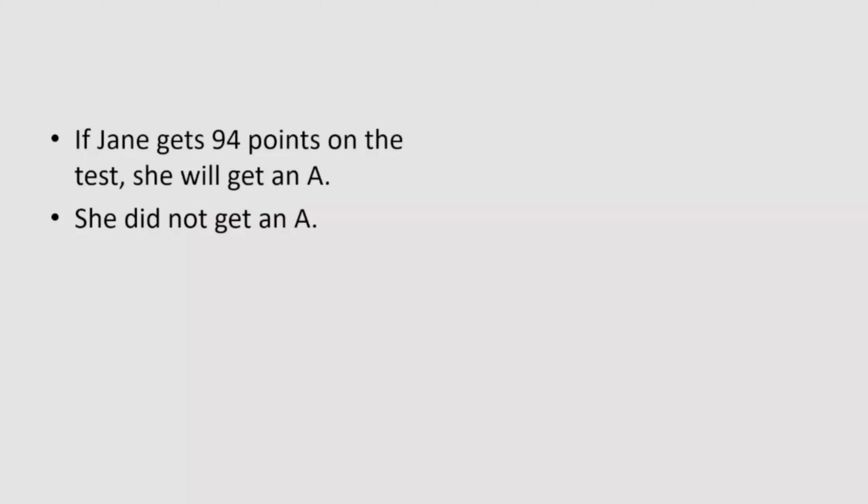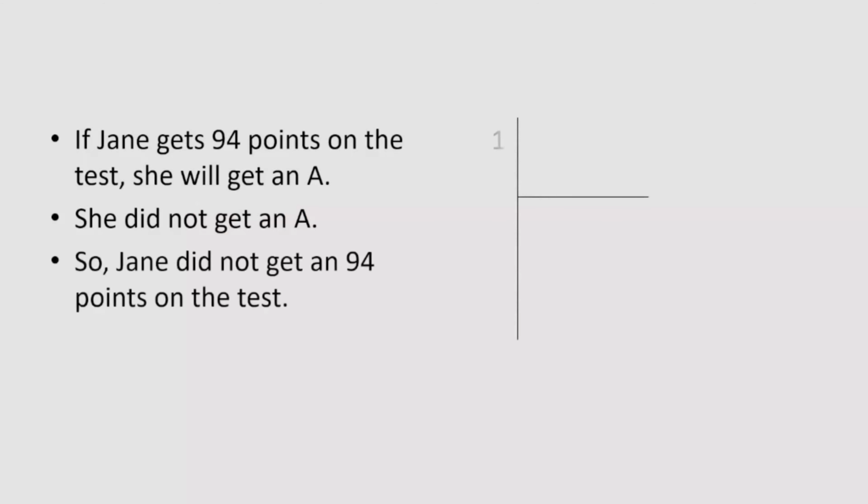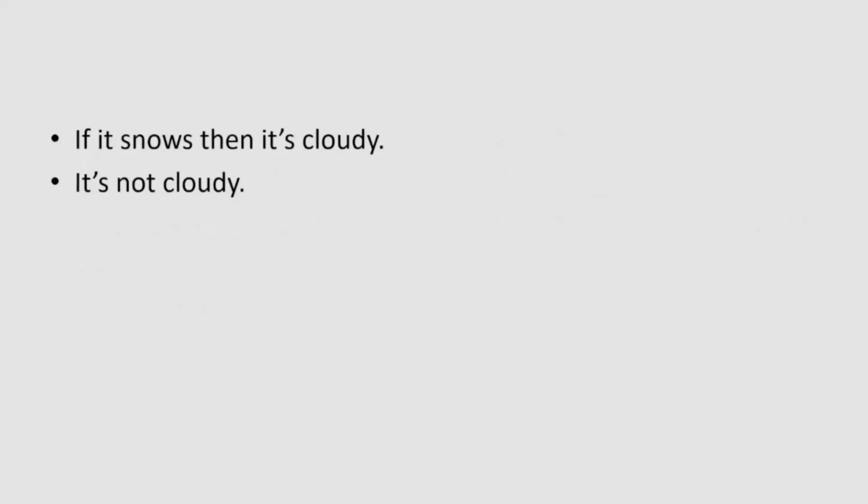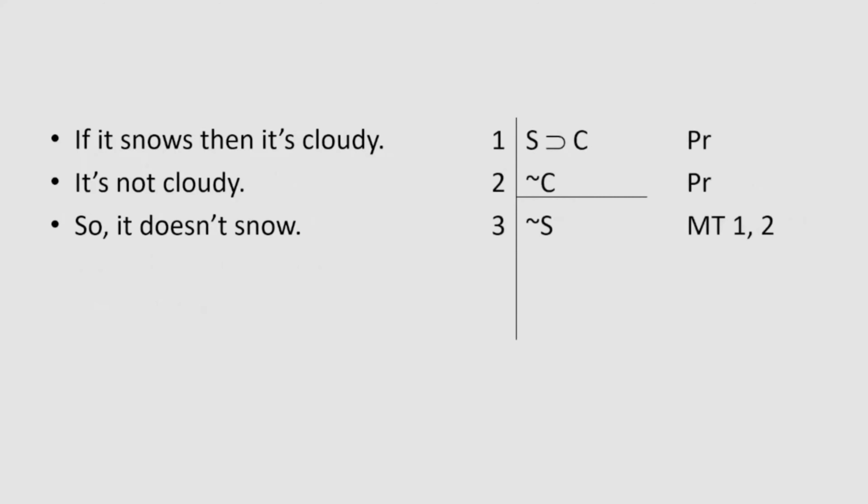If Jane gets 94 points on the test, she'll get an A. She did not get an A, so she did not get 94 points on the test. If it snows, then it's cloudy. It's not cloudy, so it doesn't snow.